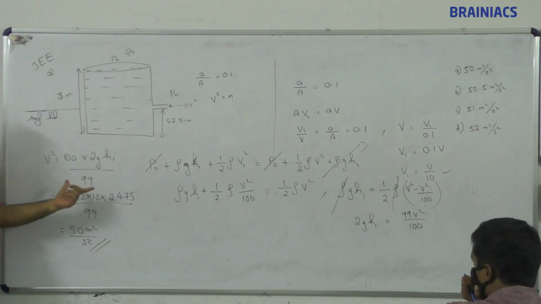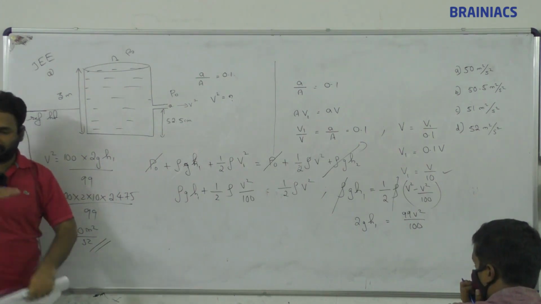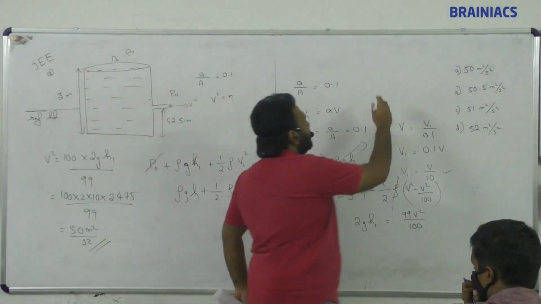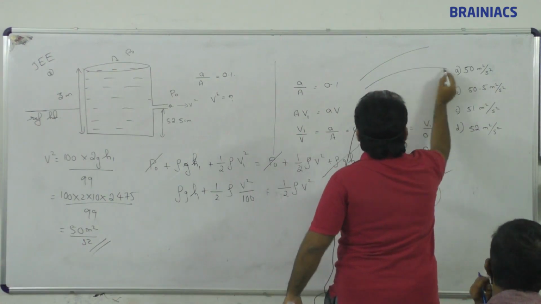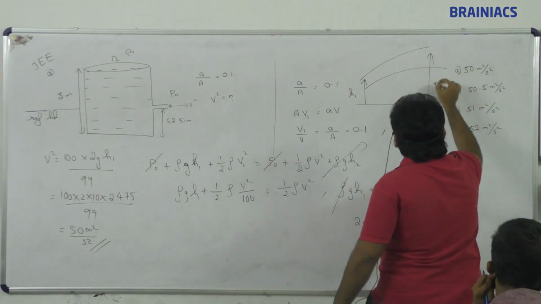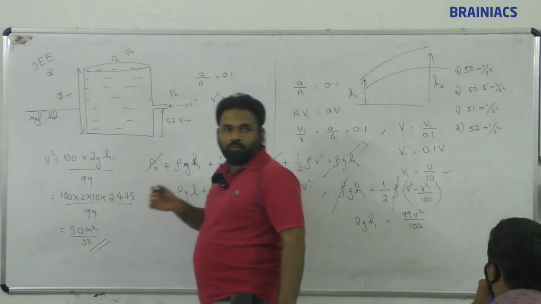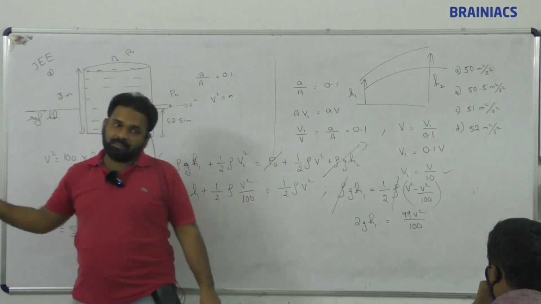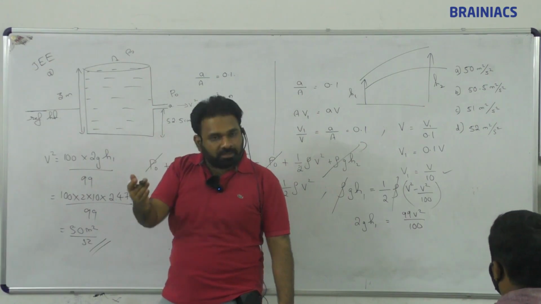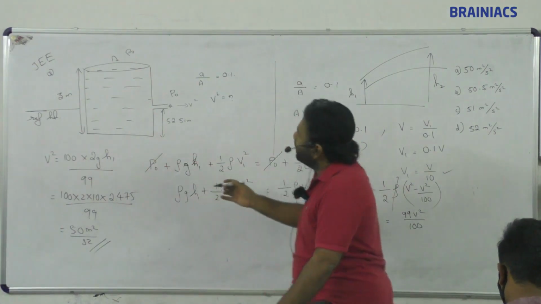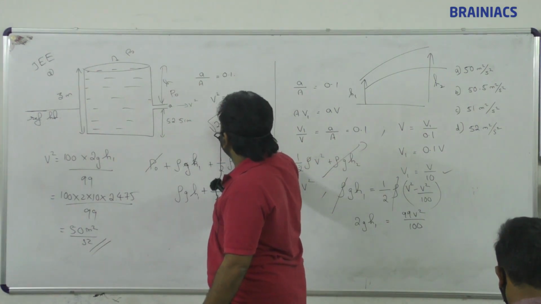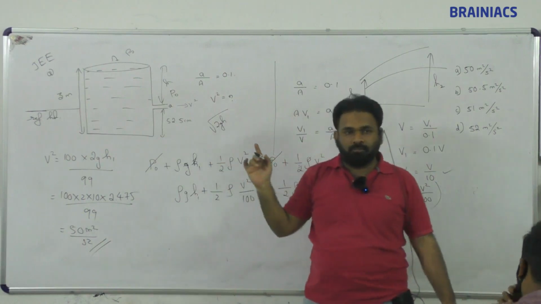For Bernoulli's theorem, we always measure from the bottom. Do you remember this figure? This height is h1 and this height we have measured as h2. So in Bernoulli's theorem we have taken it like that. That is the reason we are taking the height like this. But in velocity of efflux, root 2gh, we have taken from here. This height we have taken for root 2gh. That is the reason we are taking it like that. Clear?